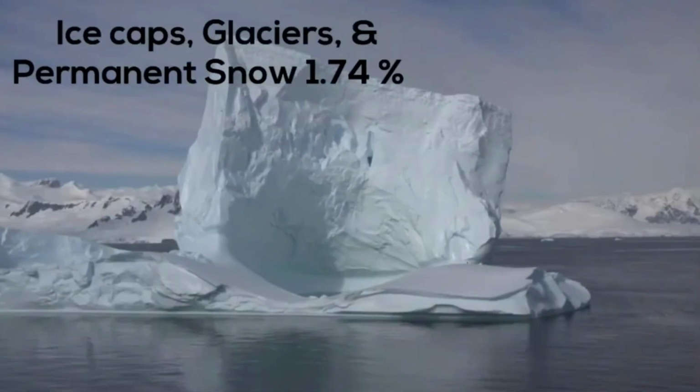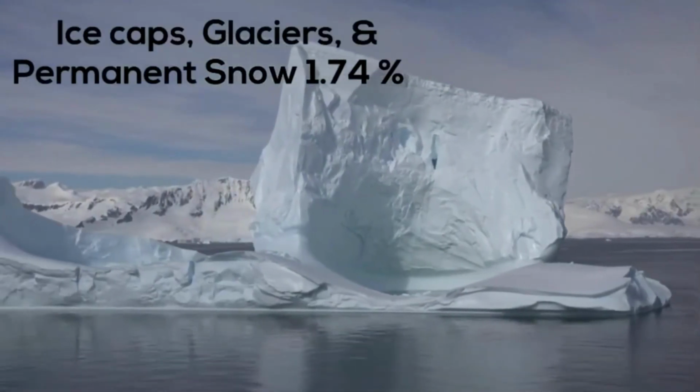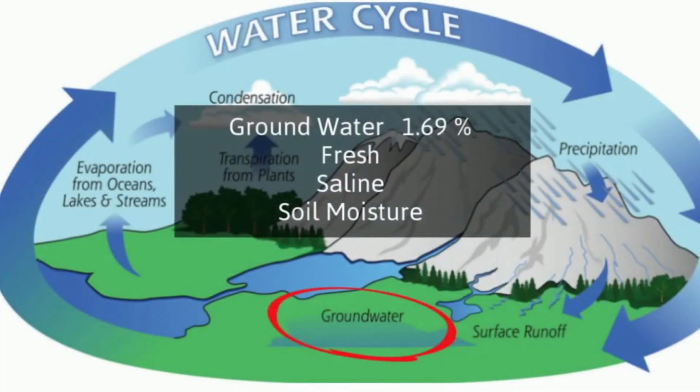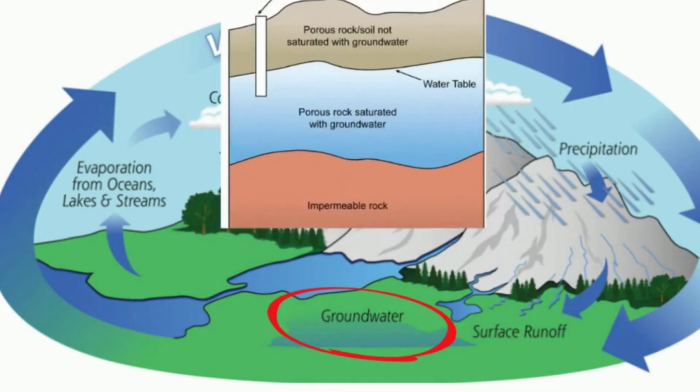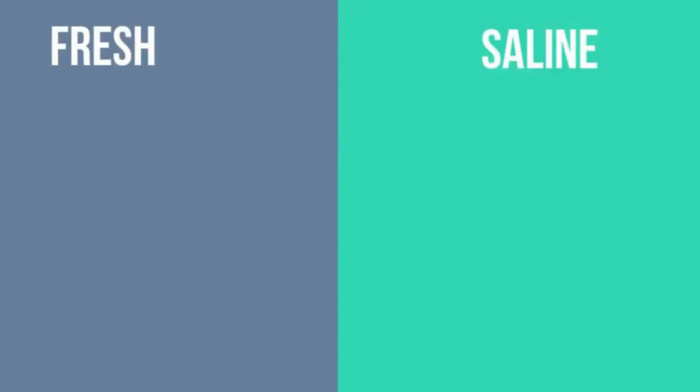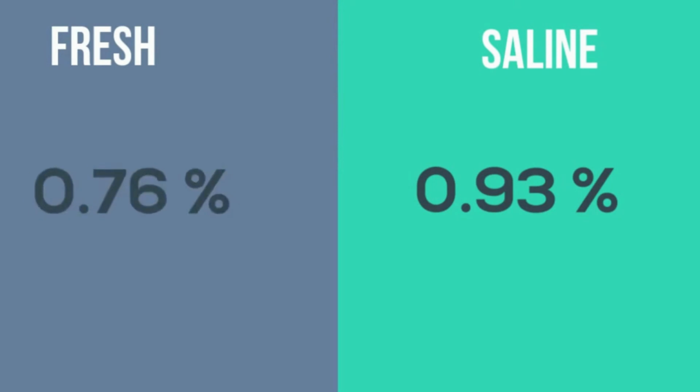Next, 1.74% is found frozen in ice caps, glaciers, and permanent snow. 1.69% is found in groundwater. Water that is found on land will pass through rock until this rock becomes saturated. The point where the porous rock and saturated rock meet is the water table. However, not all of this underground water is fresh water. 0.93% is salty water or saline water, and 0.76% is fresh.